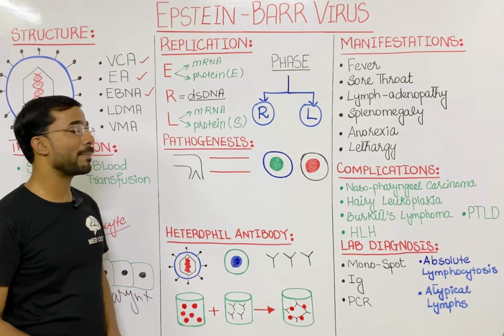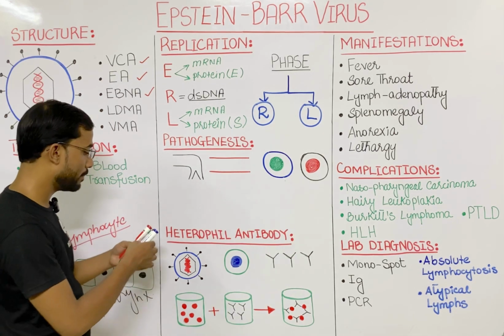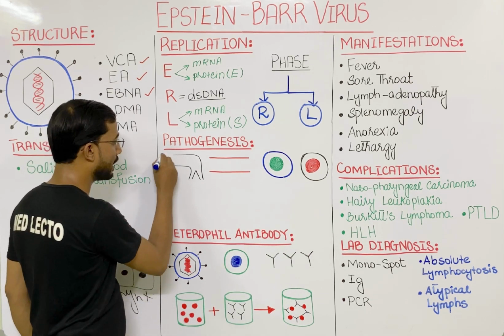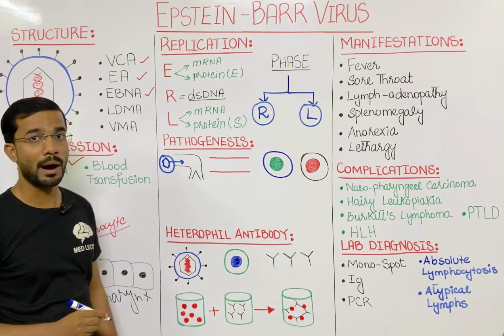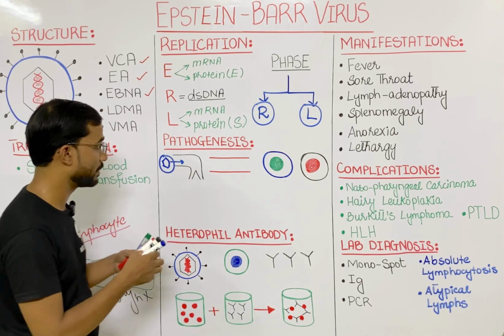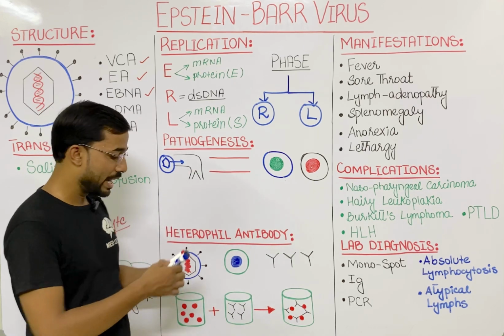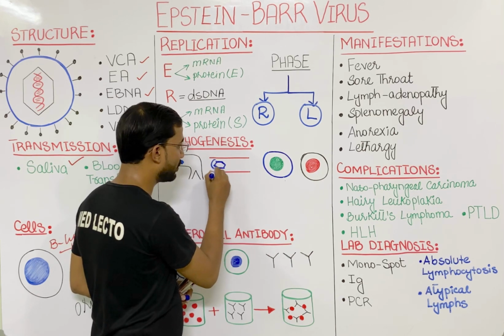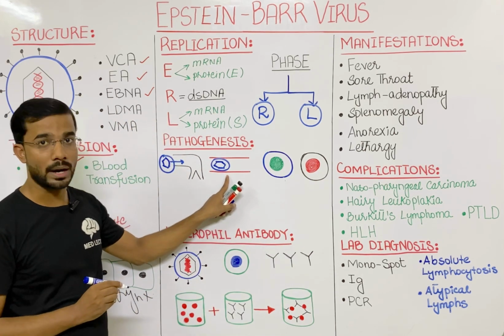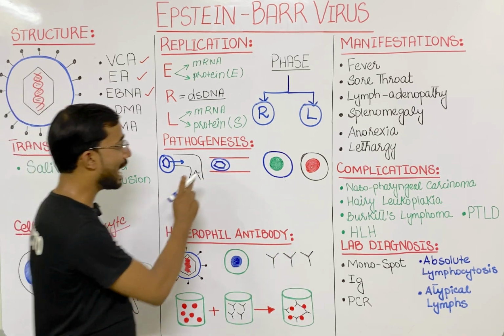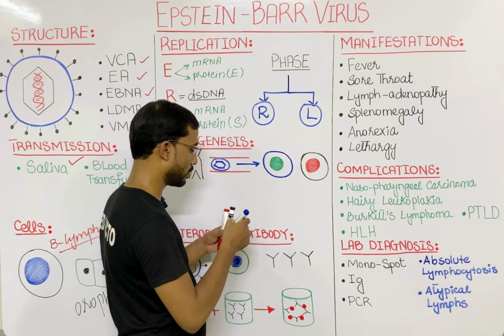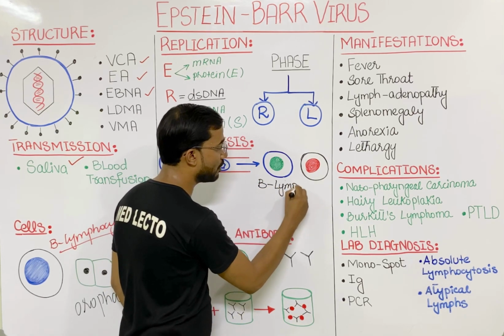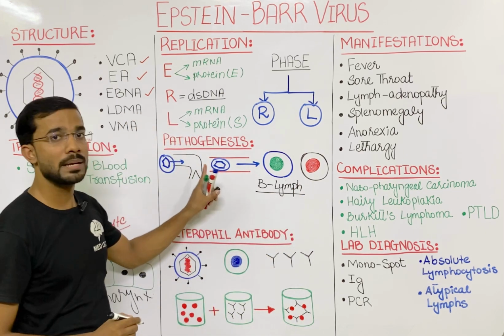Next, if we look at the pathogenesis, first of all, the virus enters into the mouth through the saliva. From the oropharynx side, it will enter our blood. After that, the virus enters the blood, and inside the blood it will affect the B lymphocytes. Most importantly, the B lymphocyte will be affected by the Epstein-Barr virus.